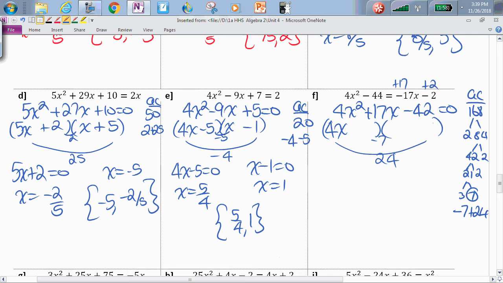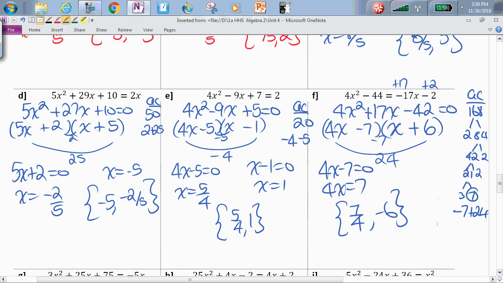So it's easier if I do 4 and 6, because of the 7 that's over here. Oops, I need a negative 7 here. So it's easier if I have the 6 and the 7 to make the 42. So when I solve this, I get 4x equals 7, and one of the solutions is 7/4, and then negative 6.